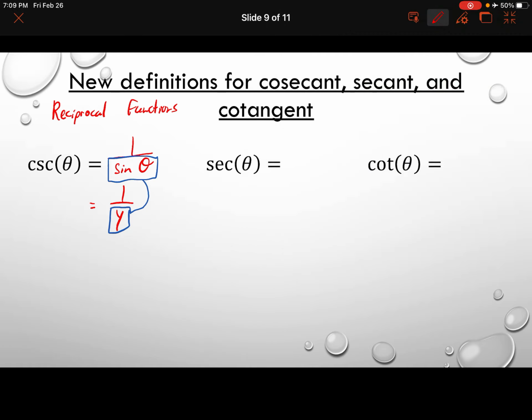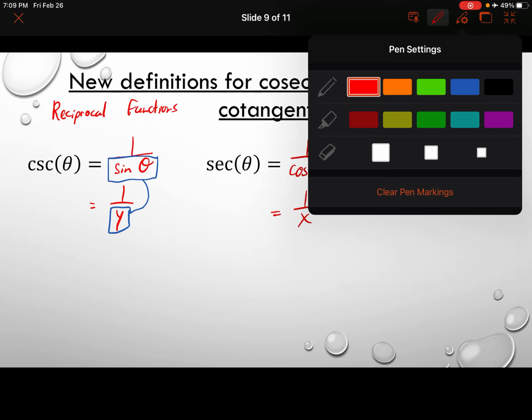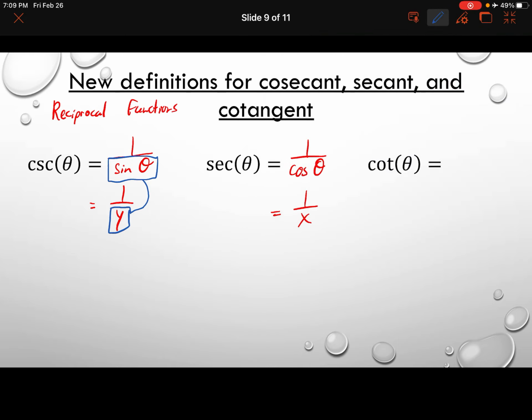And then we can do the same thing with secant. Secant is the reciprocal of cosine, and we know cosine is equal to what? It's equal to the x value of the point on the unit circle.